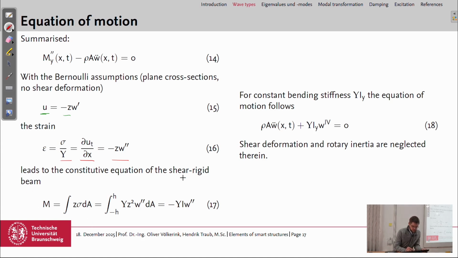And this leads to the constitutive equation of the beam, that the moment, if we integrate the equation, then we get the bending stiffness times the curvature of the beam. So, more or less the Euler-Bernoulli ODE. And with this, we get the equation of motion for the bending wave of the beam. Shear deformation and rotary inertia are neglected, like stated before.